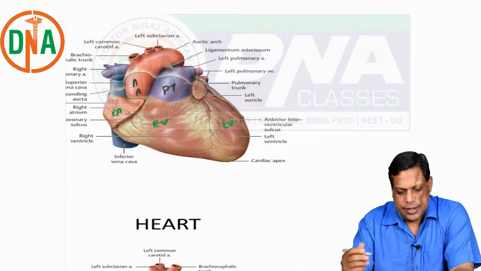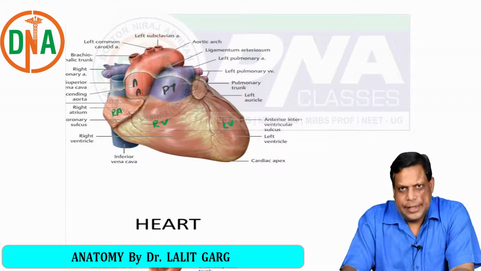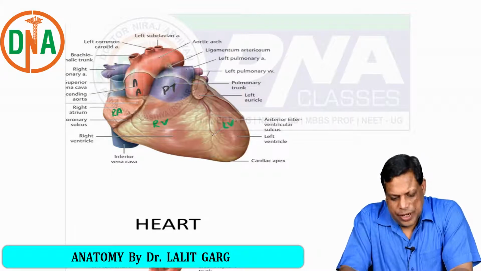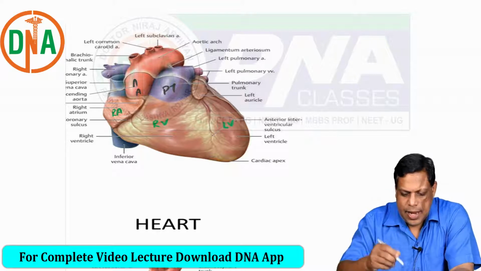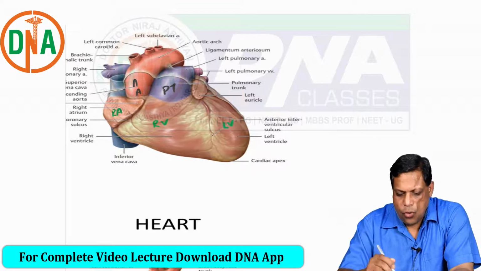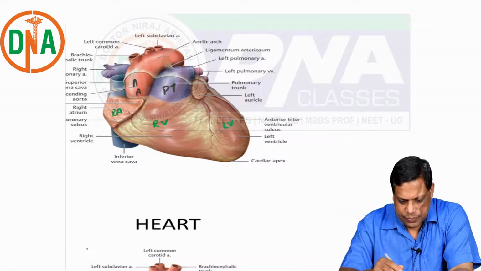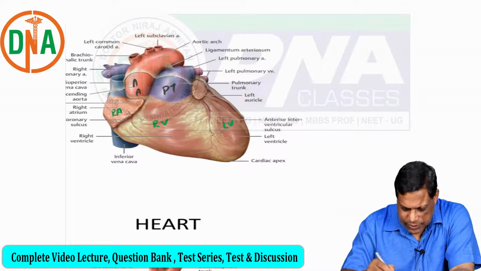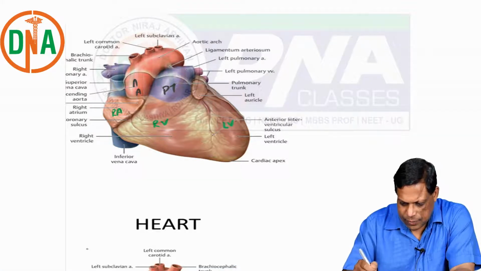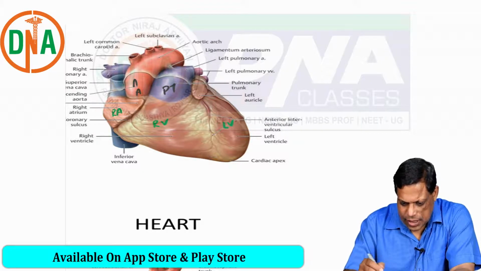And see, because the heart is present behind the sternum and the costal cartilage, the anterior surface is also known as the sternocostal surface of the heart. And this heart has four borders. This is the right border. This border is the inferior border. This is the left border, and this is the superior border.